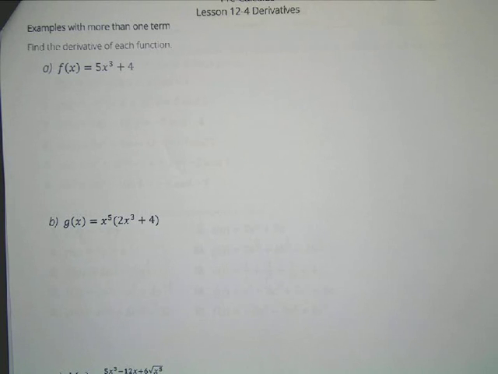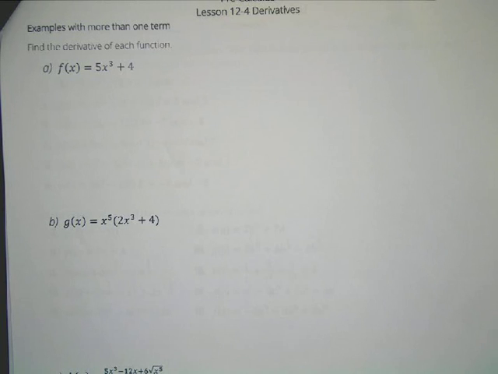So, how is this different from the ones we just did? There's numbers, right? There's more than one term, right? Before it was already, yeah, there's coefficients here. And there's also more than one term, right? So let's see how we would deal with this situation.